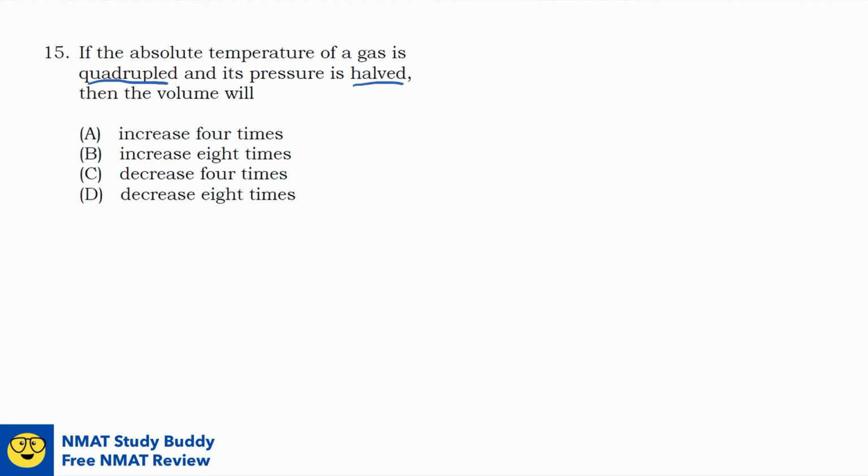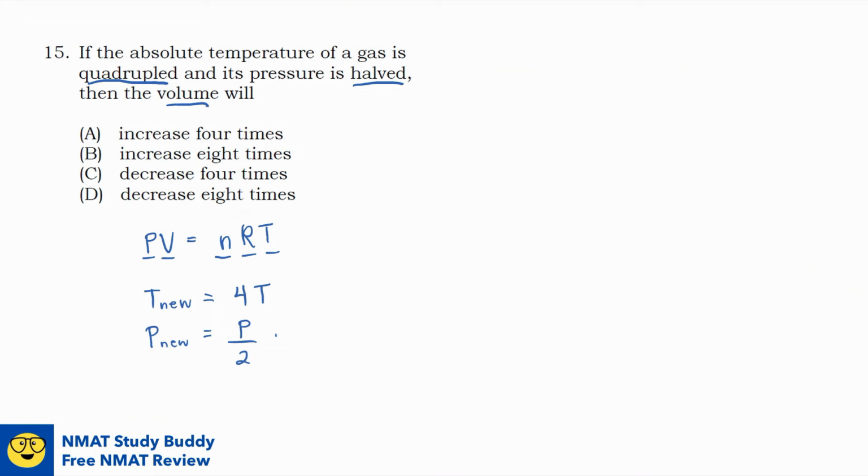Number 15, if the absolute temperature of a gas is quadrupled and its pressure is halved, then the volume will blank. So, dito, gagamitin natin yung ideal gas equation na PV is equal to nRT. So, pressure times volume is equal to number of moles times yung gas constant times the temperature. And then, yung goal natin dito is makuha yung new volume. Sabi sa atin dito, yung bagong temperature will be quadrupled, so 4 times the original temperature. And then, yung bagong pressure daw is half or kalahati ng original pressure.